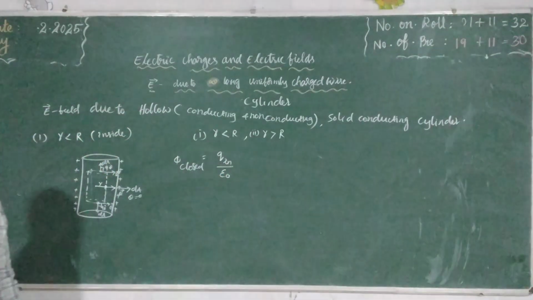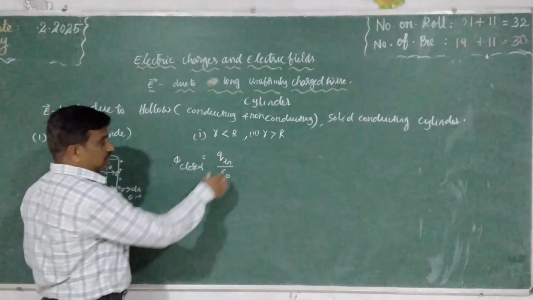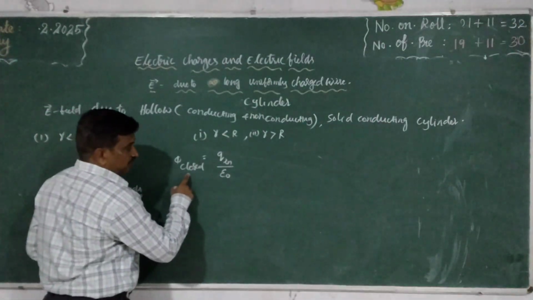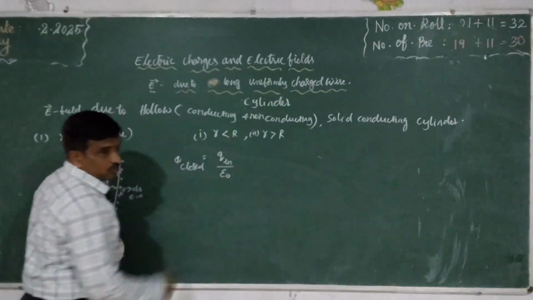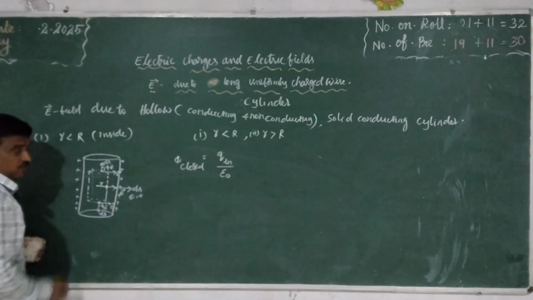According to Gauss law, what is Gauss's statement? The net electric flux through a closed surface is 1 by epsilon naught times q inside the surface, meaning the net charge enclosed by the surface. That is, flux through a closed surface equals q inside by epsilon naught. First we find out the flux. What is the flux through this Gaussian surface?